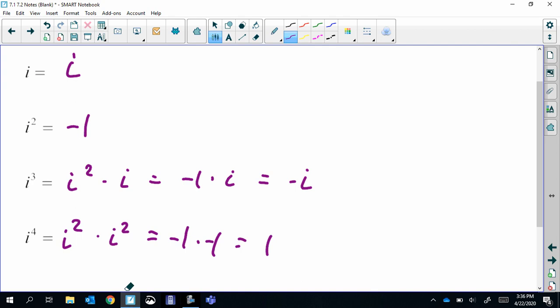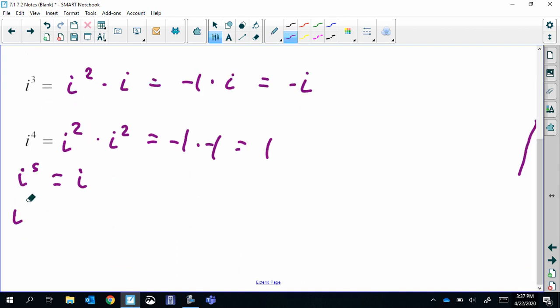This pattern actually goes through the entire thing, even if you go to i to the fifth, you can keep breaking it down like this, taking out all your i squareds, but this pattern repeats. It's i, negative 1, negative i, positive 1, and then it repeats. So this would be i again. And then to the sixth, that would be the same thing as before. That's going to be a negative 1, same pattern. i to the seventh would be negative i, and then i to the eighth would be positive 1. It's going to keep that same pattern.